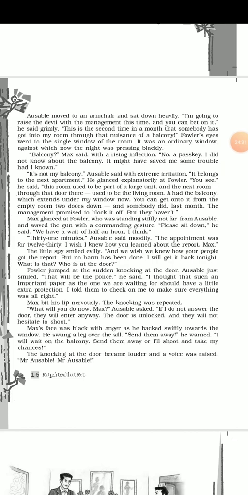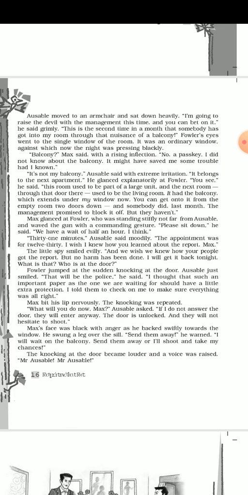"Balcony?" Max said with a rising inflection. "No, a passkey. I did not know about the balcony. It might have saved me some trouble had I known." Here Max was surprised. His eyebrows were raised. His voice was raised a little bit with surprise: is there some balcony outside? So he says, no, a pass key.